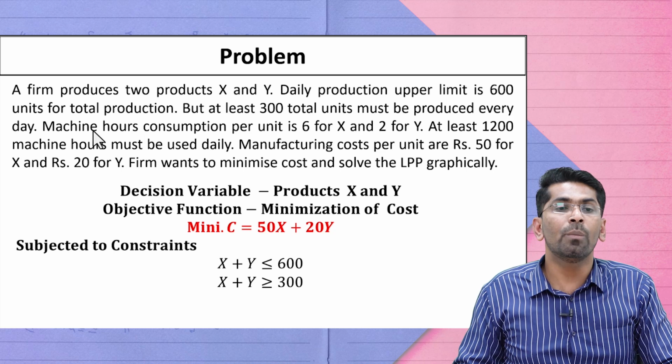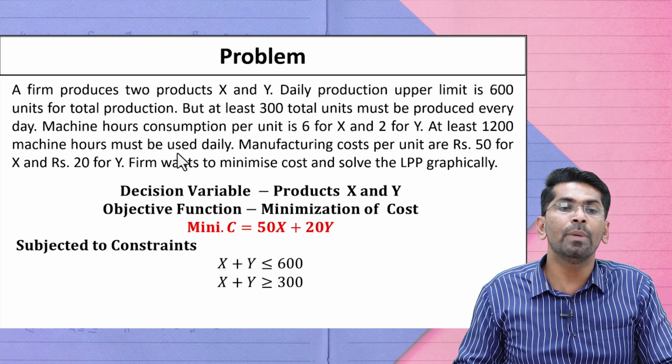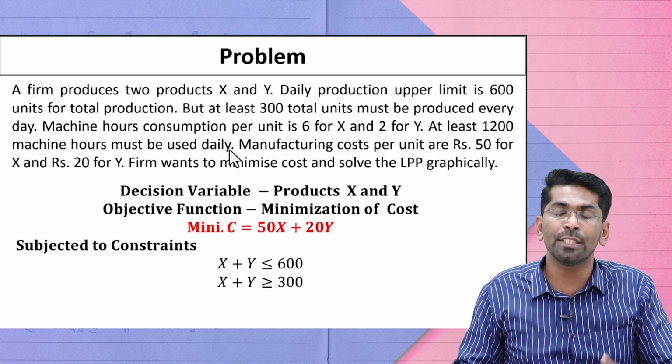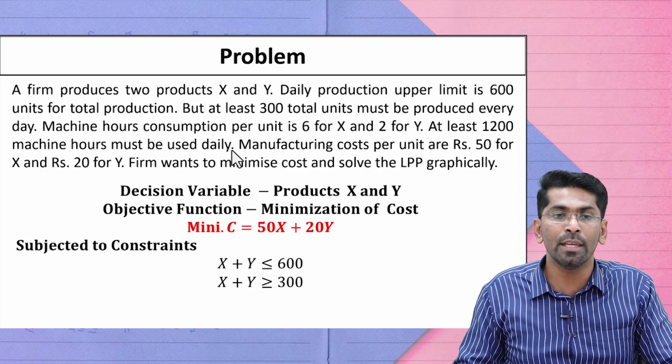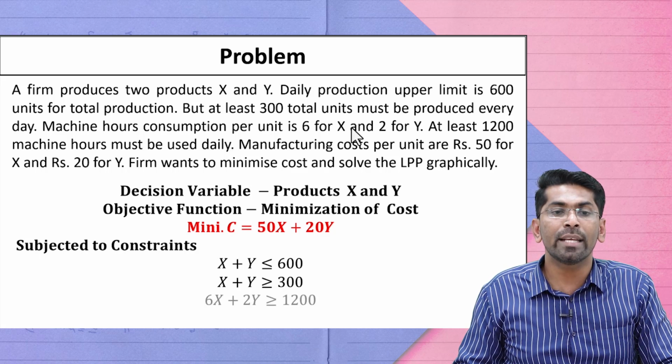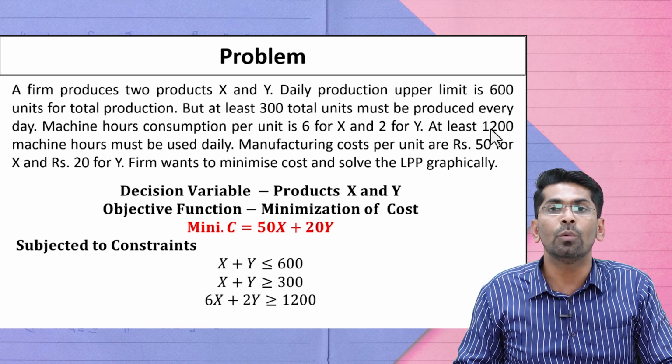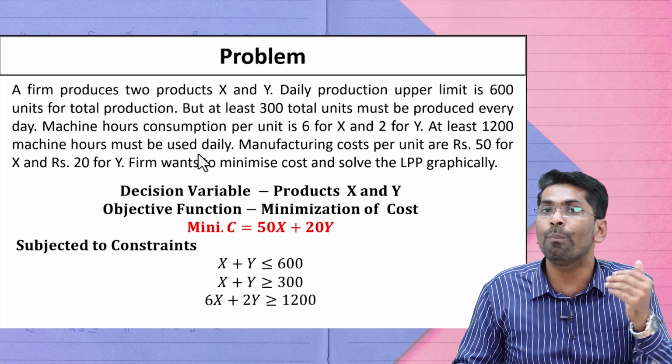Then another piece of information: the machine hours consumption per unit is 6 for commodity X and 2 for commodity Y. And at the same time, at least 1200 machine hours must be used. So here it will become 6x plus 2y which is greater than or equal to... because it is at least 1200 machine hours that must be used daily, not below that.